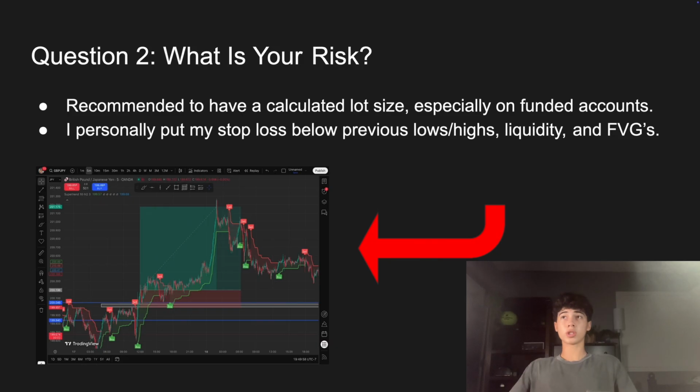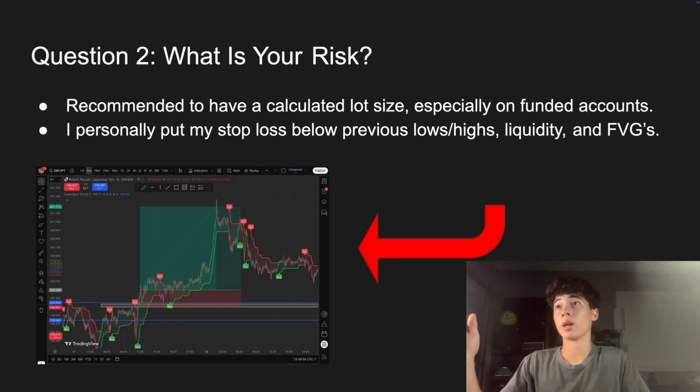Question 2: what is your risk? I recommend that you have a calculated lot size, especially if you're trading on a funded account. This is important so you don't instantly hit your maximum drawdown, which, if you had a 10,000 account, would be 1,000, which I've done before. Say you have $10,000 in a live account or funded account, you can calculate your lot size and see how much you have to risk per trade.